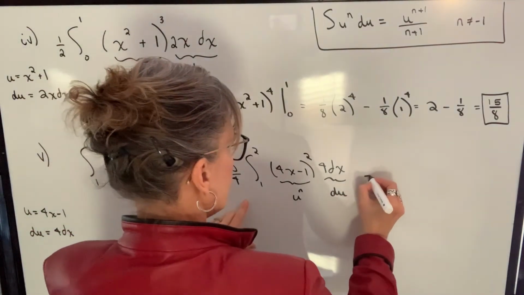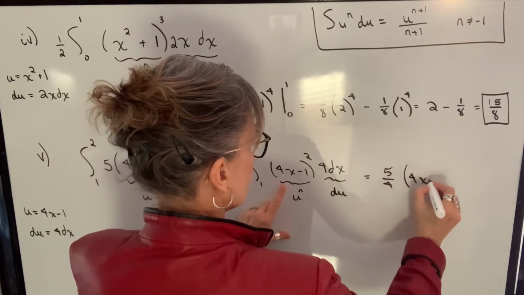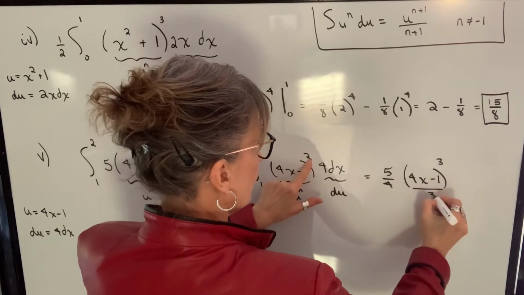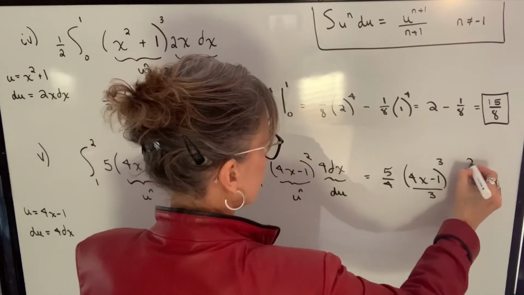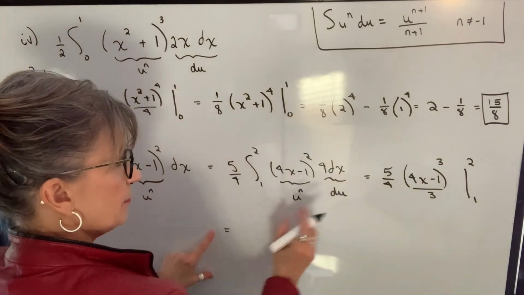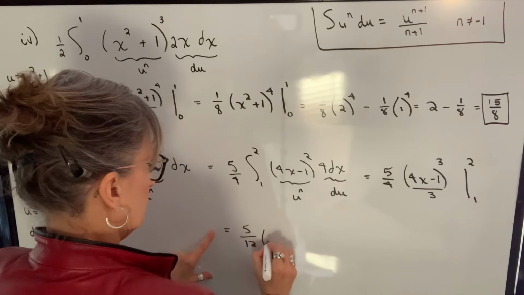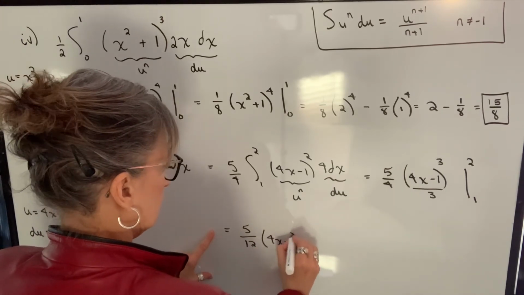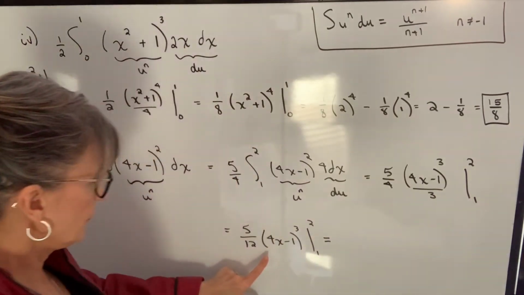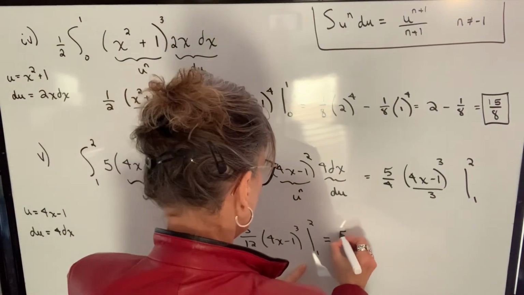Now we're going to integrate, so it's going to be 5/4 u, which is 4x minus 1 to the power of 2 plus 1 is 3 over 3. And that will be equal to, when I simplify it, 5 over 12. And now I evaluate it. This time when I evaluate it, I'm going to leave the 5/12 right out. That might be a little bit easier.